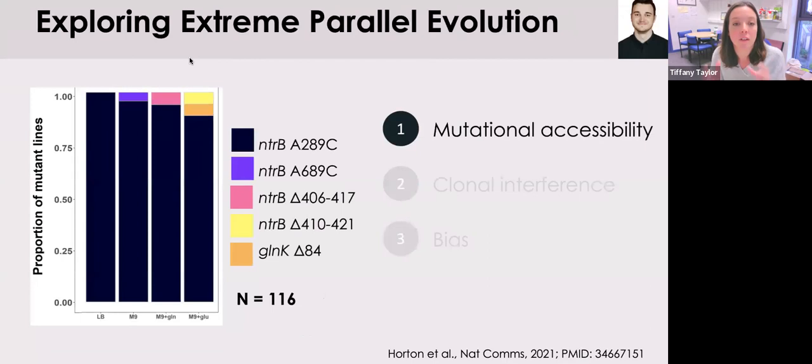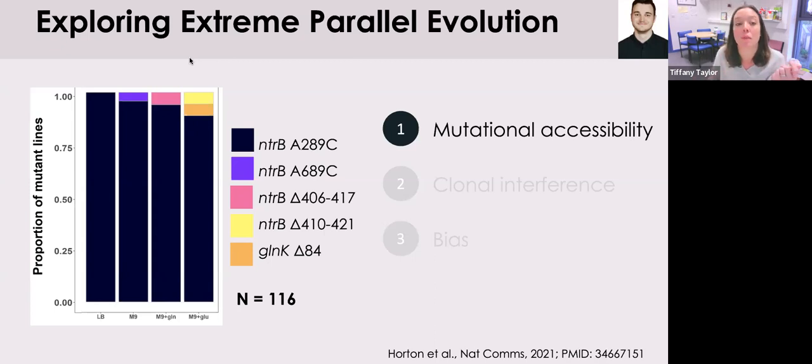The first was that perhaps it had something to do with mutational accessibility. This is kind of like mutational target size. It basically describes how many mutations can confer the same phenotype. If there's only one mutation that can confer a phenotype, then under selection for that phenotype, you're going to get parallel evolution by default.